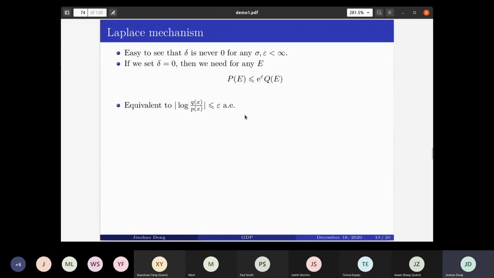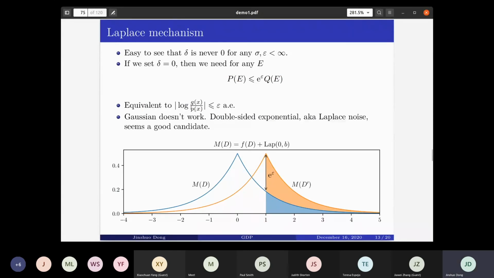Going from here to here, I guess, is quite straightforward. But going from here to here is also straightforward, because suppose this is not true: this thing is greater than epsilon on a set that has positive measure. Then on that set, you're not going to have this inequality. So these two are equivalent. You can trust me on that. Based on this, you can verify that if Q is a normal and P is another normal with the same standard deviation, then this thing will be a linear function. It's not going to be bounded by a number. So Gaussian noise doesn't work. But it looks like an exponential should work, like the density is e to the minus x, something like that.